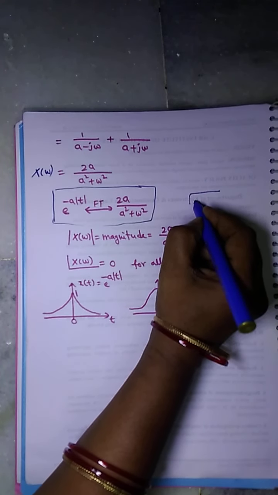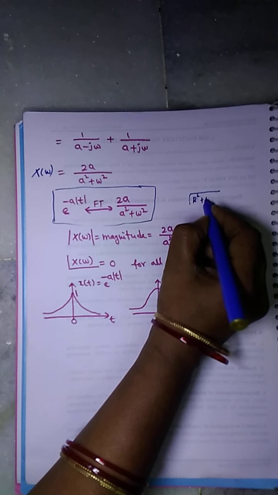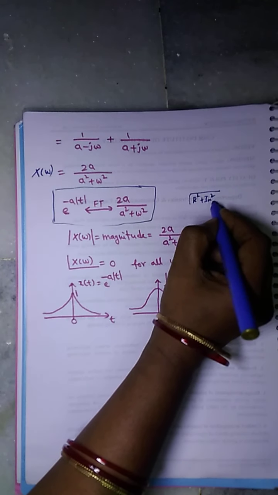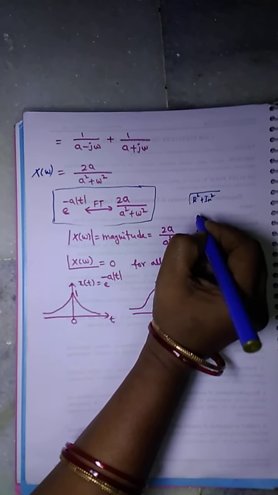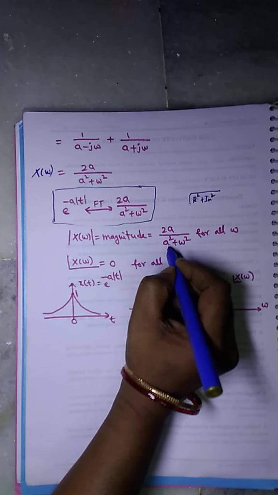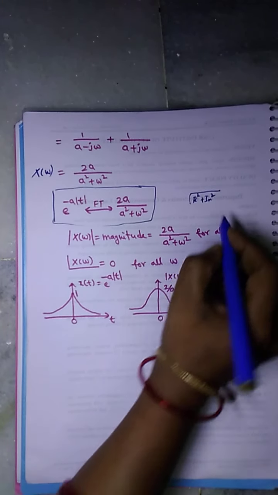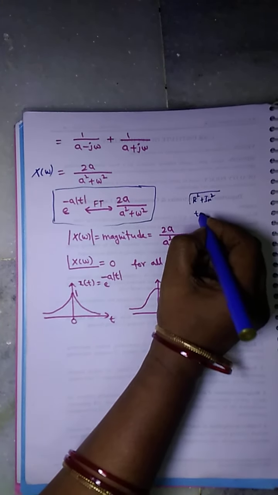It is square root of real part square plus imaginary part square. So since there is no imaginary term, we get only the real part. So it is 2a by (a square plus ω square). And what is the phase? It is tan inverse of imaginary part by real part. Since there is no imaginary part, it is 0. What is the angle? It will be 0 for all ω.